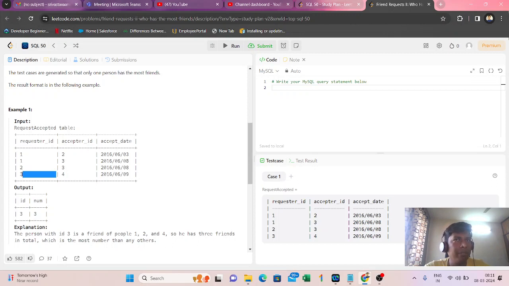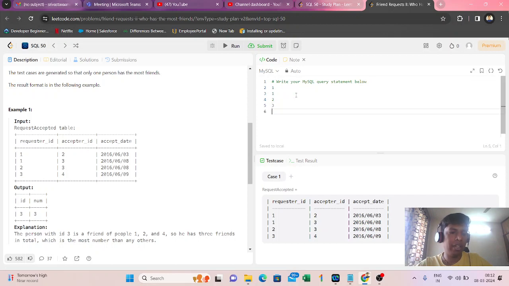The best way you can do this is to form a single table which contains all these entries in one column. Suppose I have entries like 1, 1, 2, 3, all the requester IDs and then all the acceptor IDs in one temporary table or CTE. We have already worked with CTE. Now this is my resultant table.